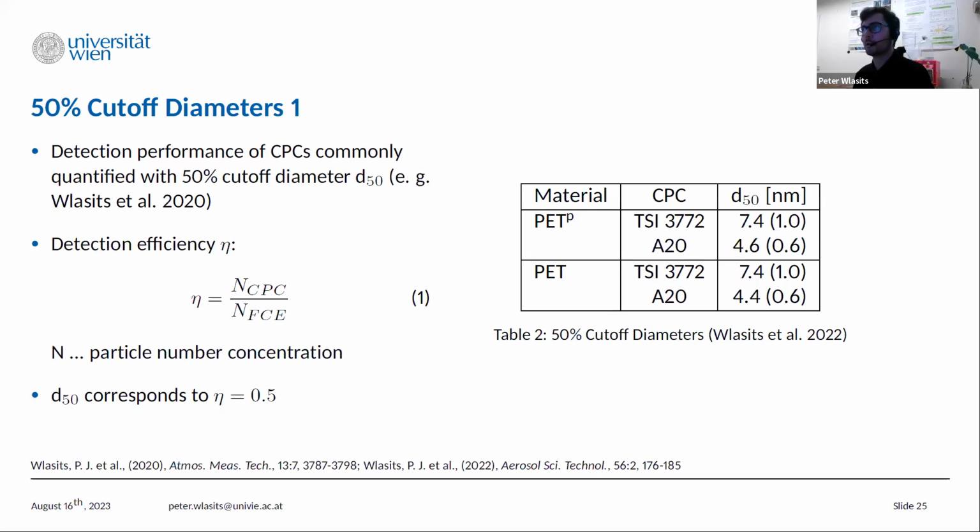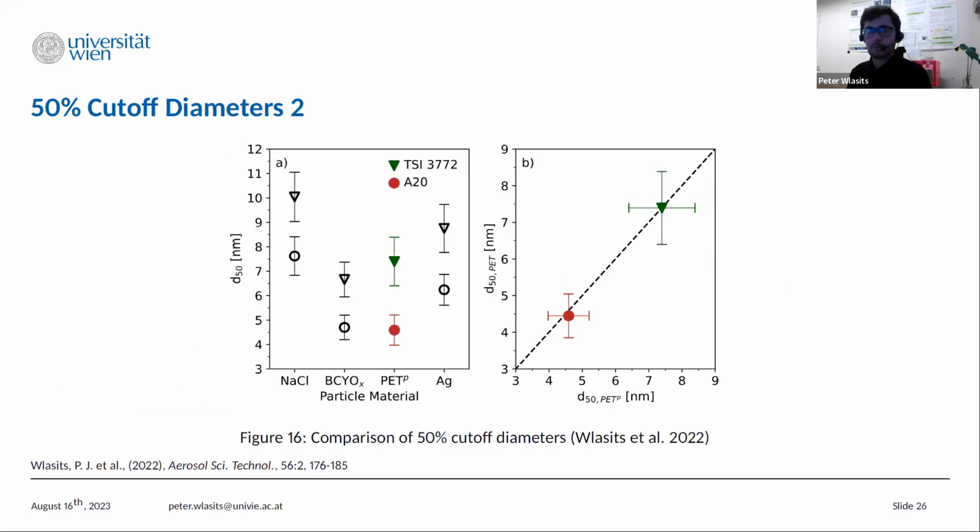And in case of the Amodus A20, for the two materials, we get 4.6 and 4.4. So as you can see, within the uncertainties here in the brackets, there was no difference in the cutoff diameters. And for this, I also have a plot. The table that I've just shown is basically figure 16b.